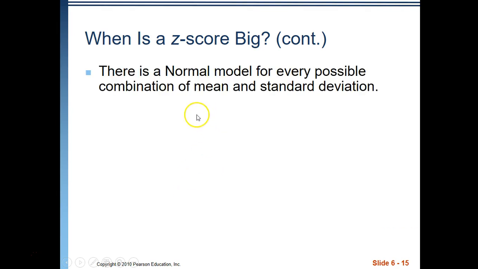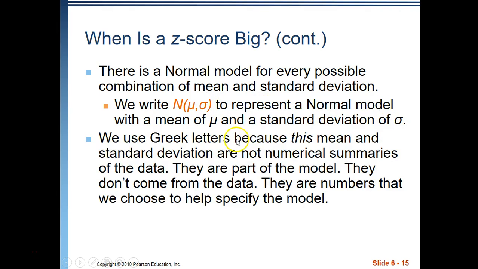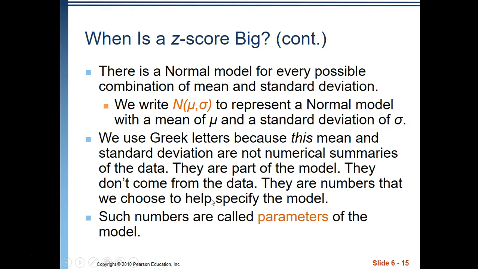When is a z-score big? All right, there is a normal model for every possible combination of mean and standard deviation, right? The normal model consists of the population mean and the population standard deviation to represent that normal model, and we use those Greek letters, which we went over before. That's the mean and that's the standard deviation, and they are part of that model. They don't come from the data. They are numbers that we choose to help specify the model, and such numbers are called our parameters.